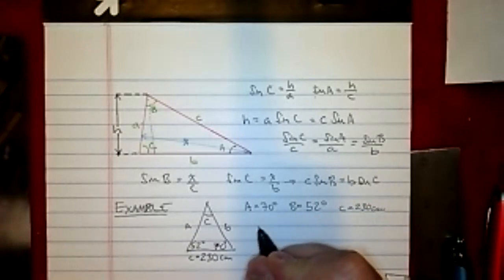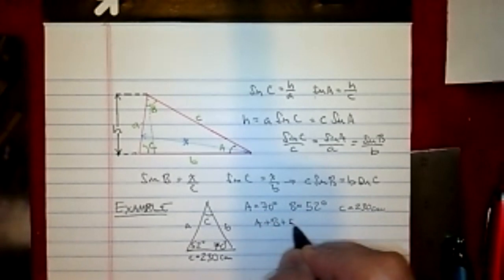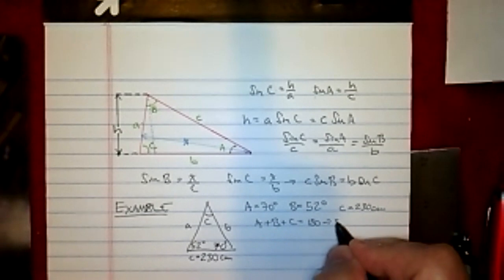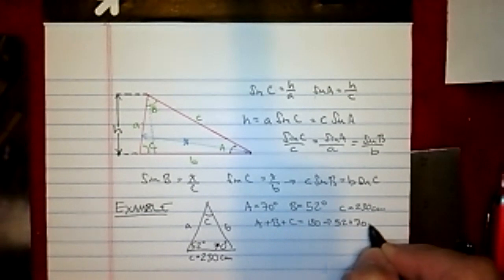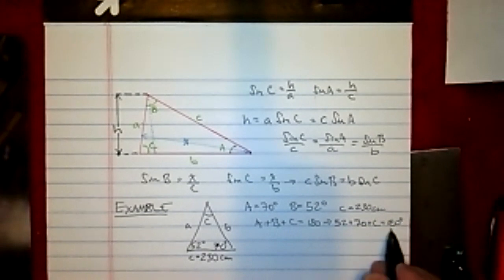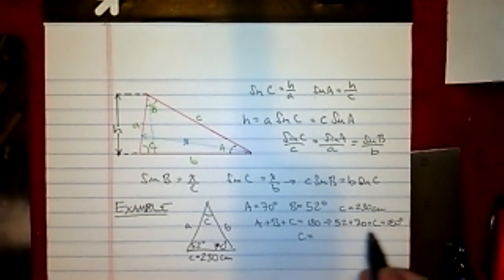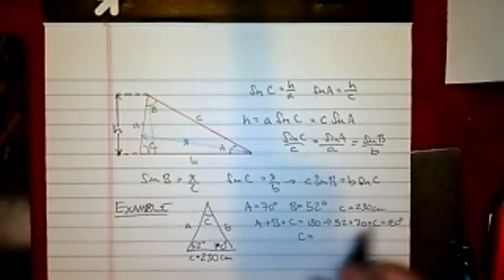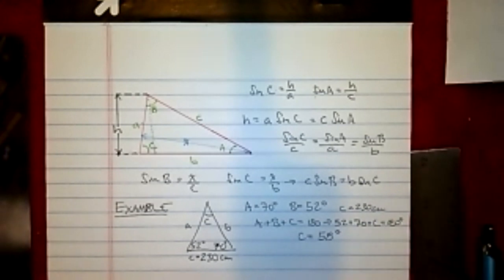So I already know that A plus B plus C is equal to 180. So that tells me that 52 plus 70 plus C is equal to 180 degrees. So that tells me C, if I subtract 70 from 180, I get 110. If I subtract 52 from that, well, if I subtract 50 from 110, I get 60, and then I take the other two, I get 58. So this one's going to be 58 degrees. So I now have that angle is 58 degrees. That's one of the answers.